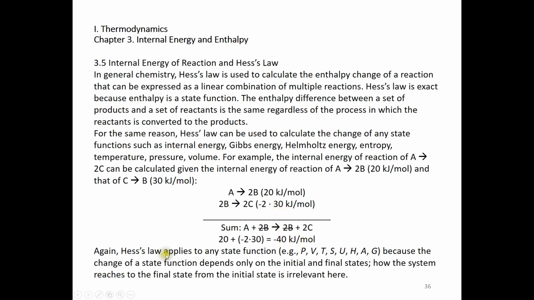Again, I really want to emphasize this. Hess's law is not about just enthalpy. You can apply Hess's law to any state functions, PV, TS, U, H, because the change of a state function depends only on the initial state and final state. How the system reaches from the initial state to the final state is irrelevant if we just want to compute the change of a state function.